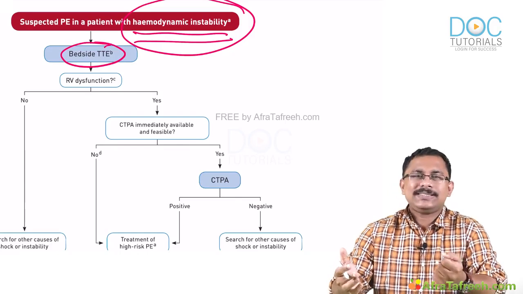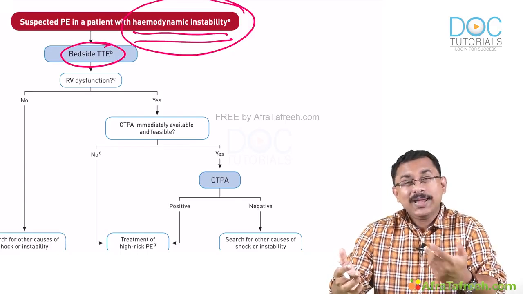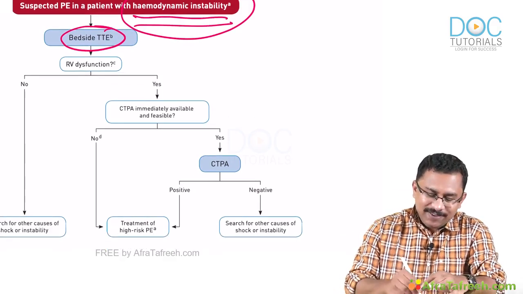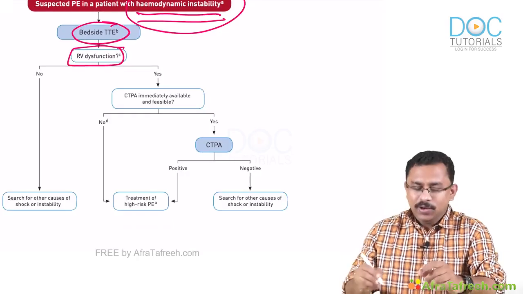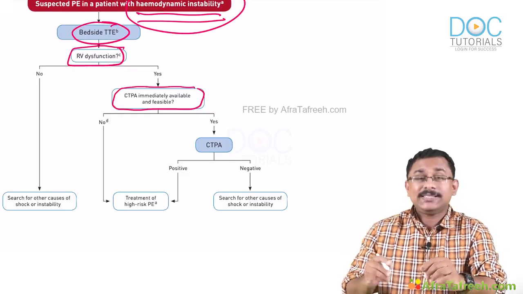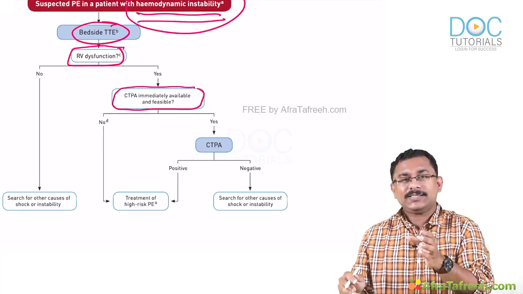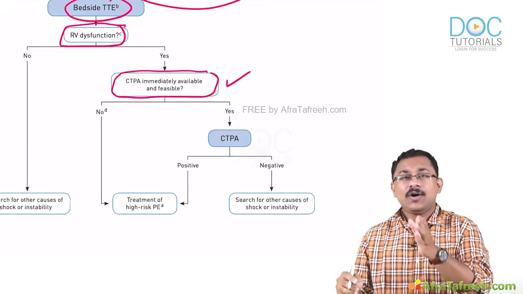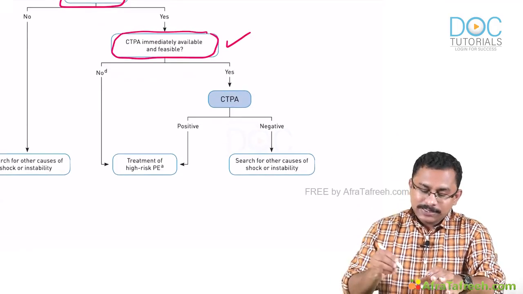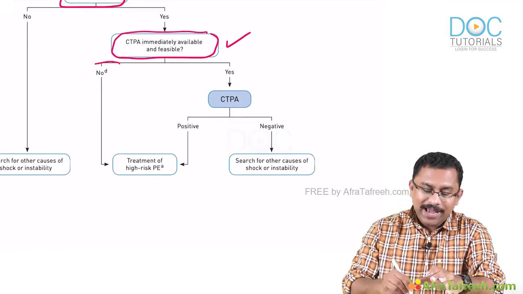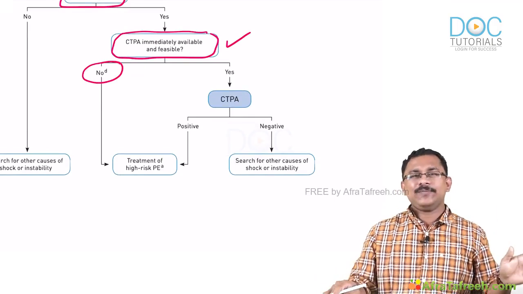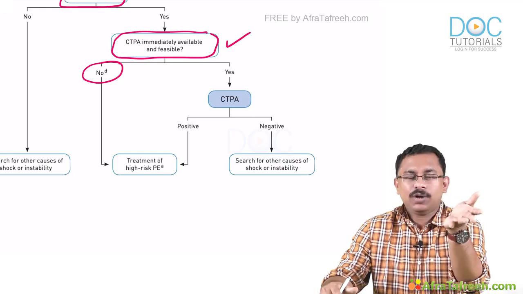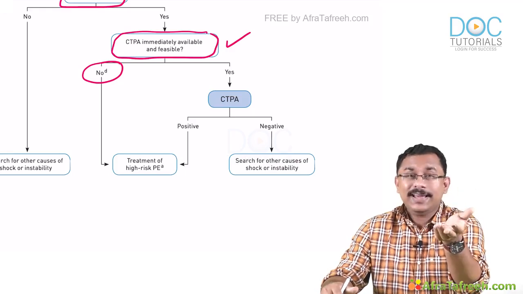So if you do a bedside transthoracic echo, you would be able to demonstrate the RV hypokinesia and dilatation. Okay, so you see whether there is an RV dysfunction, and if there is, you see if there is a possibility of doing a CTPA on an emergency basis. Now, suppose you are not having a CTPA available immediately, okay, you give a call to your radiology department, they say that the machine is out of order and probably tomorrow only they will get it ready.